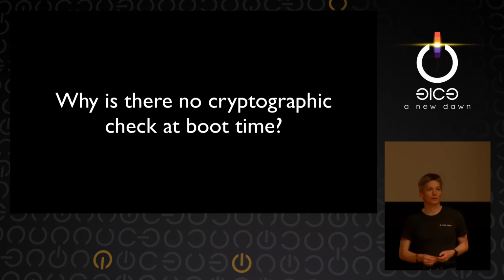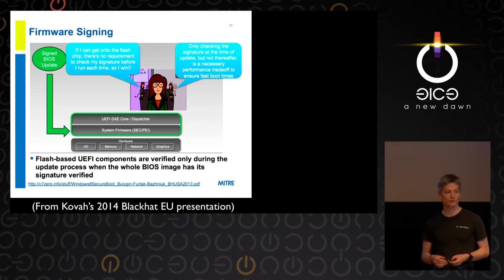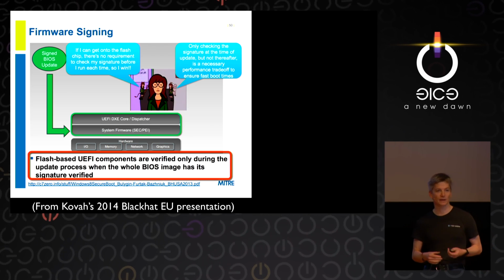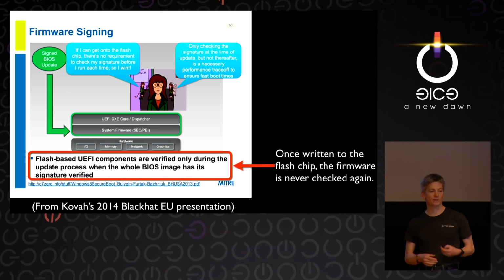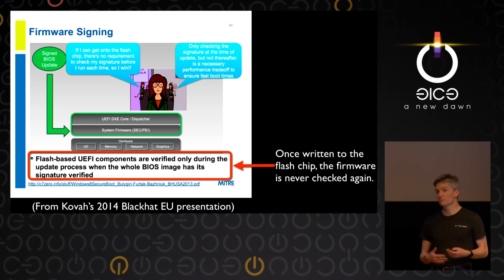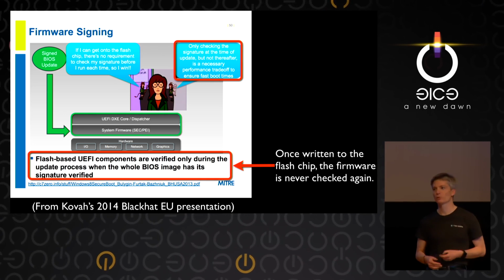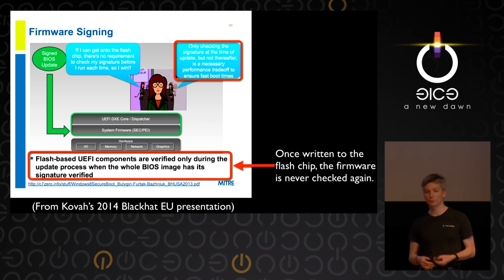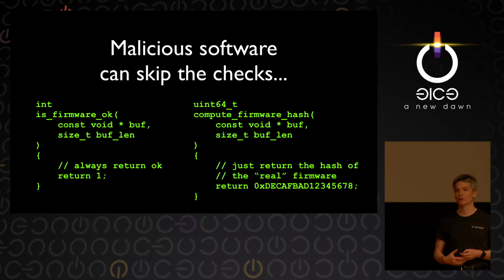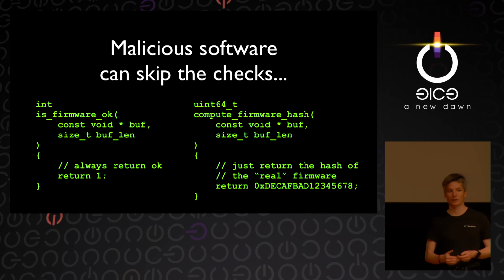You might ask, why isn't there a cryptographic check? Other researchers have looked into this and come to the conclusion that the flash ROMs are only checked when they're being updated. And once it's written, it's never checked again. One possible reason for that is for speed, to have a faster boot time. But doing the CRC requires reading through the whole ROM anyway, so it's not like you're going to save that much time. The real reason is that malicious software can just skip the checks. If you can write to the ROM, you can just change whatever the function is to always return true, or it can return a pre-computed hash value. So without any sort of cryptographic hardware to help out, a software-only attempt is doomed to failure.